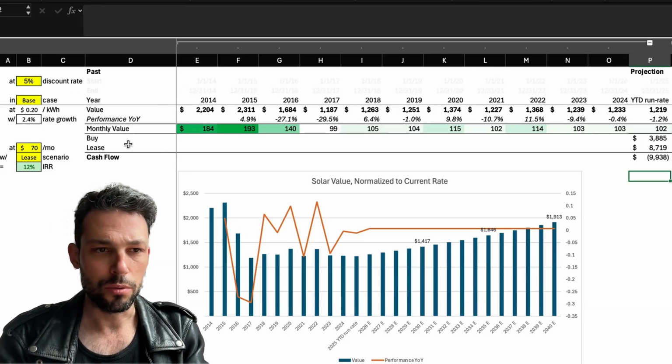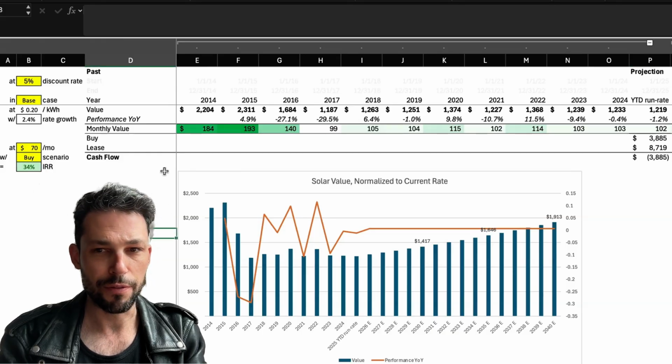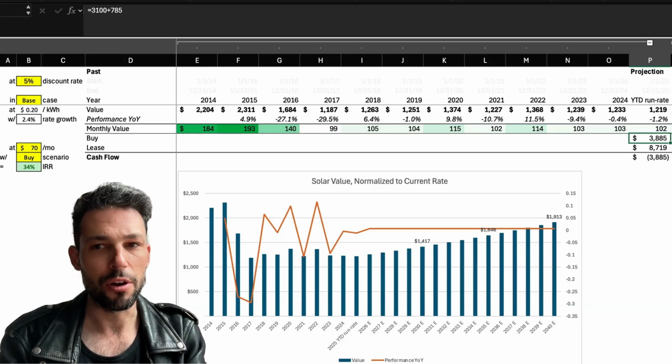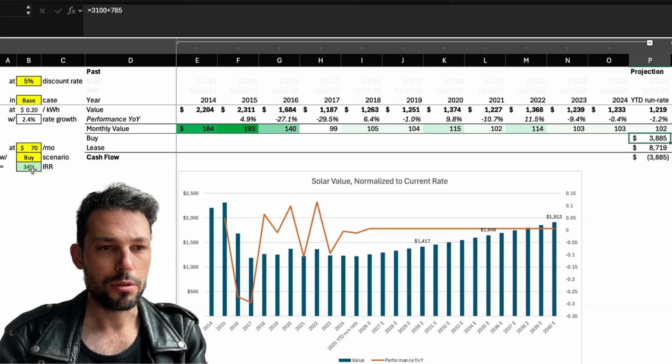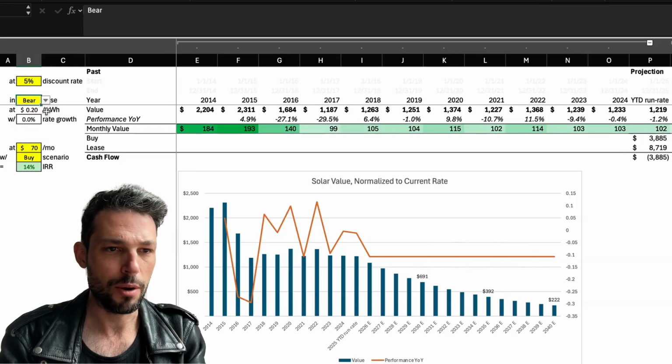It's a good deal with the lease, but it's a better deal with the buy. You've got 34%, or it's cheaper to buy than to pay all those payments over the years, even if you discount them back to the present. It's for time value of money. Buying is a better deal in the base case. If we go to the bear case, it's still quite a bit of a better deal, right?